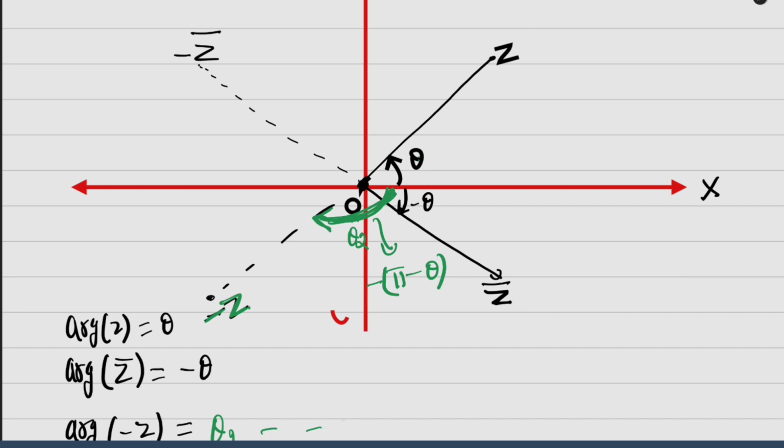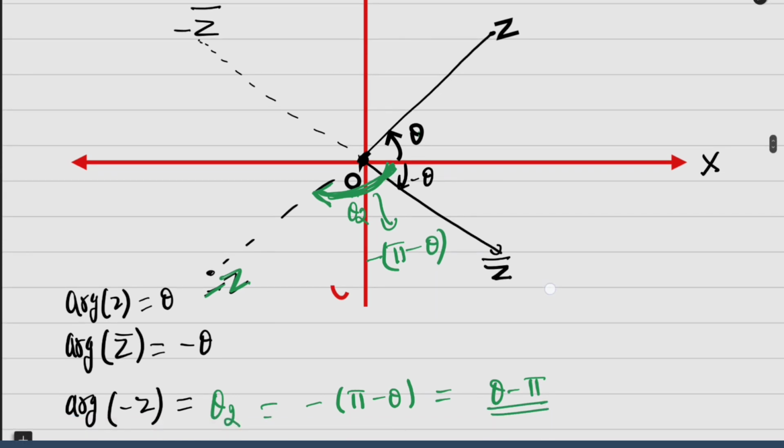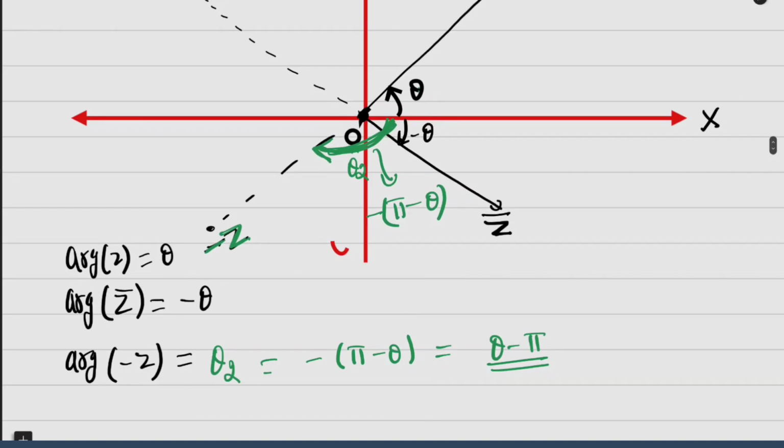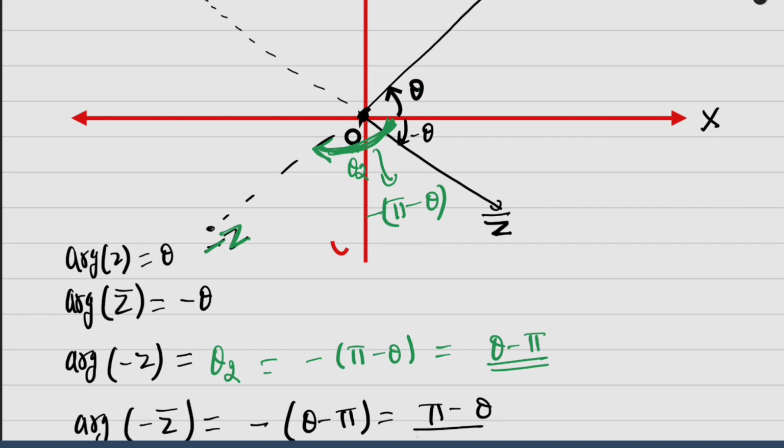So this one is minus of pi minus theta, that is theta minus pi, and similarly this one is a reflection of that one, so you will take the negative of this one. So the argument of minus z conjugate is nothing but minus theta minus pi, that is pi minus theta.